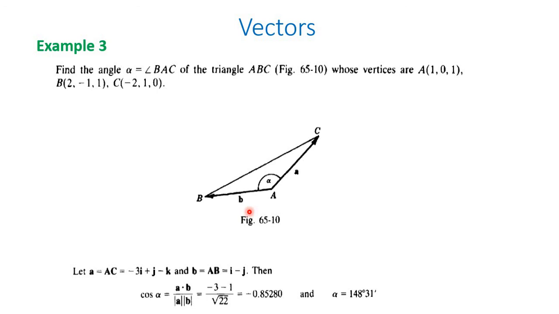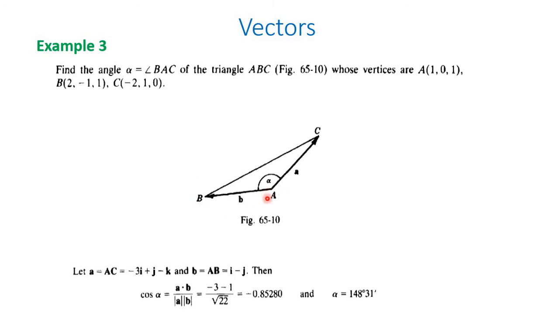So in this case the vector AC, between point A and C, the distance vector, can be calculated as the difference of the points C and A. So C minus A: minus 2 minus 1, it will be minus 3i, and 1 minus 0 will be 1j, and 0 minus 1 will be minus k. So AC is equal to minus 3i plus j minus k.